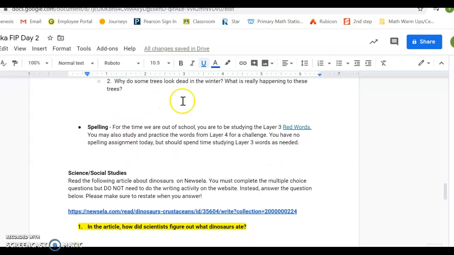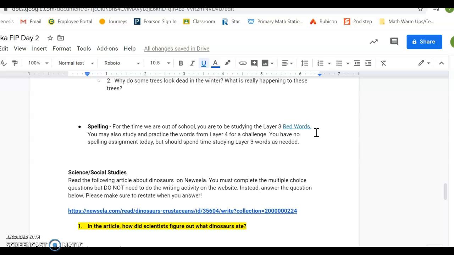For spelling today, you don't have an actual official assignment, but again, I put the link to the layer 3 red words. These are the same words we practice all the time in the classroom. So this is your chance to review some of the words that you still may be stuck on at home.